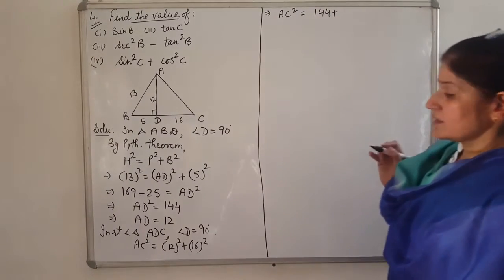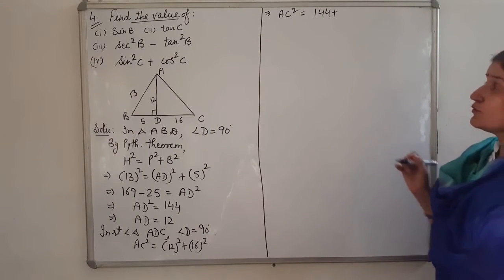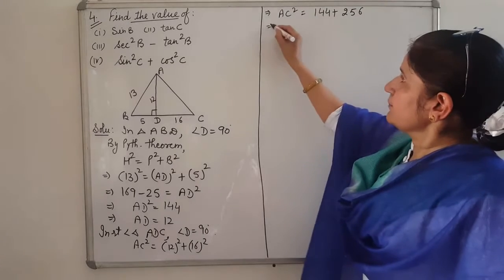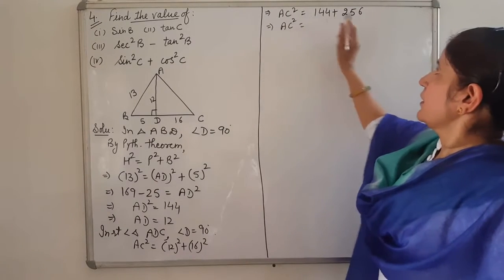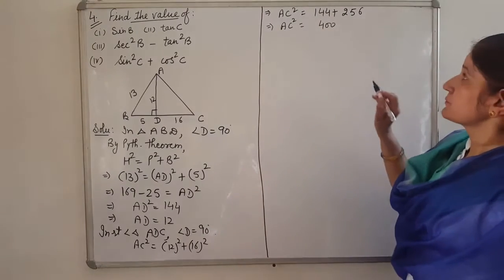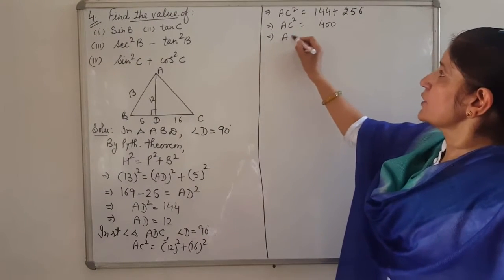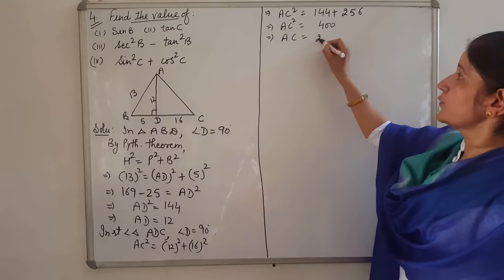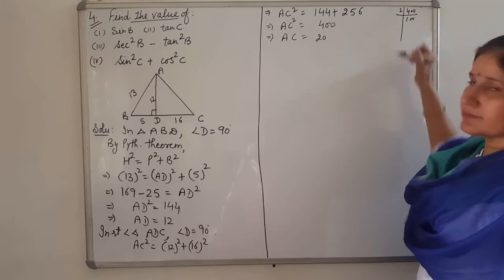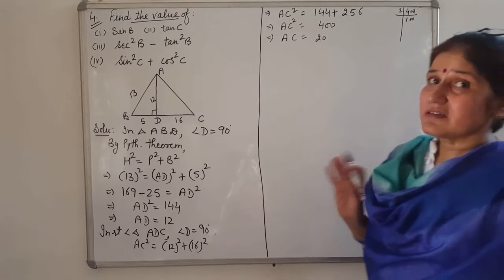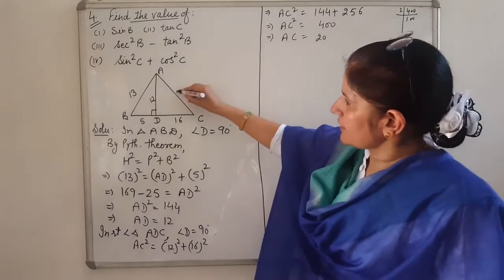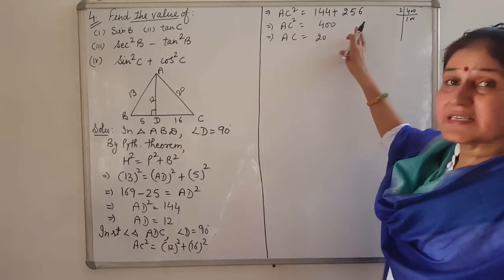144 and 16 square is 256. Add them. If you add, what will come? It comes 400. And what is AC? Square root of 400 means 20. You can just factorize like this and then calculate. Otherwise, as I told you, you need to learn some squares. This is 20. This is the basic calculation.